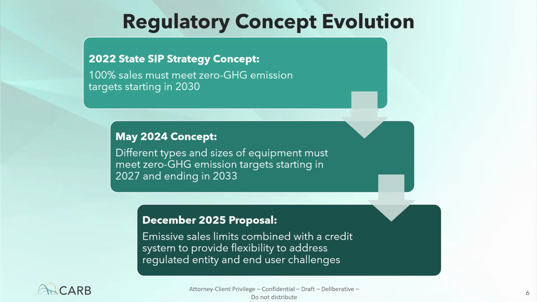And when we're talking about emissive equipment, it's really any space and water heater that releases greenhouse gas emissions during on-site operation. Throughout the presentation today, our team is going to use the term space and water heaters. And when we say water heaters, that includes pool and spa heaters as well. So today, we'll walk through this revised proposal and really invite your feedback to ensure that it's practical, equitable, and effective.